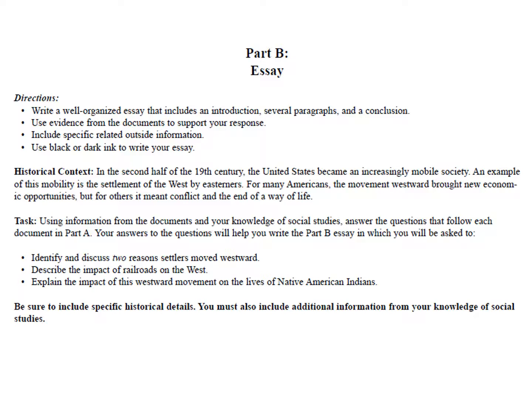Here's an example of directions that are written well for an essay. You can see the directions are one step at a time. It breaks it out into the context and the task. Words are bolded and even italicized to draw attention.